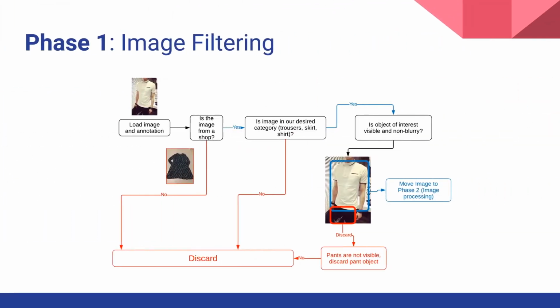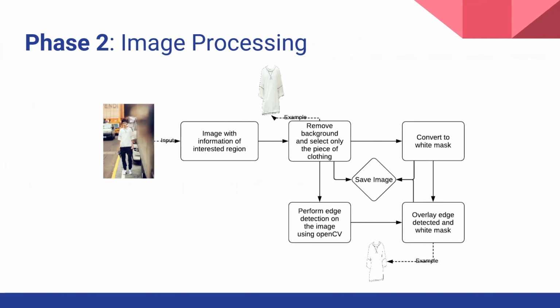Our data collection step consists of two phases to filter and process the images. In our filtering process, we check if the photo is professional, part of the category we need, and is not blurry. In this example over here, the t-shirt is non-blurry and is moved to the next step, but the pant is discarded. In the processing of images, we isolate the area of interest by removing the background using the annotations and perform edge detection.